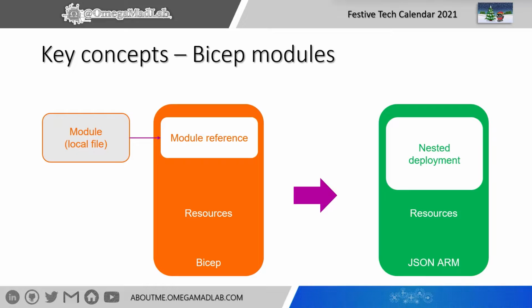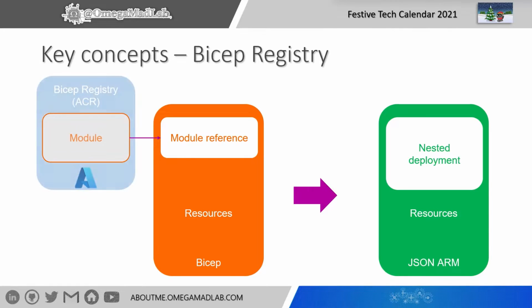To improve this sharing experience, you can move them into a Bicep registry, which is an Azure Container Registry behind the scenes. In this way, instead of using a local path to reference your modules, with all the complexities that come from a file sharing approach, you can switch to calling them directly from the ACR. At build time, the CLI downloads all the needed modules and merges them into the main Bicep file as nested deployments, as usually happens with local modules.